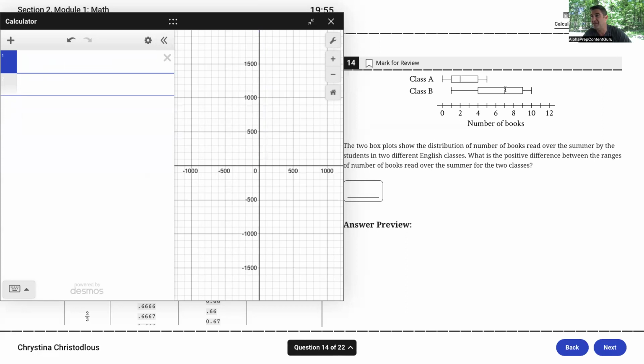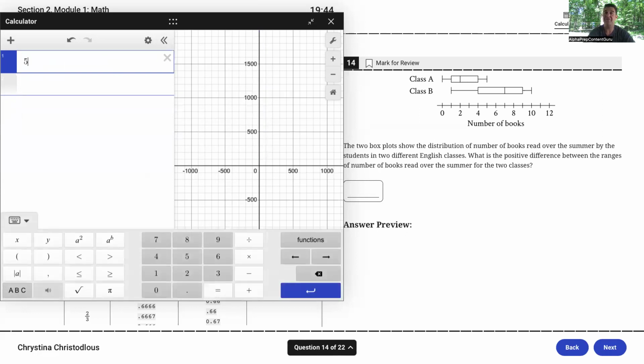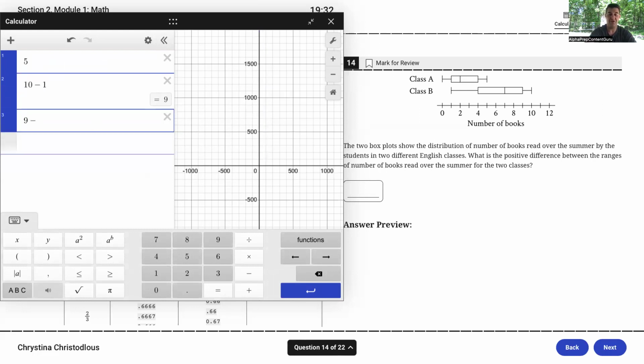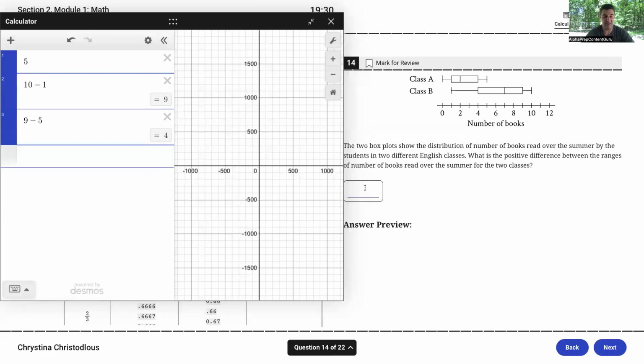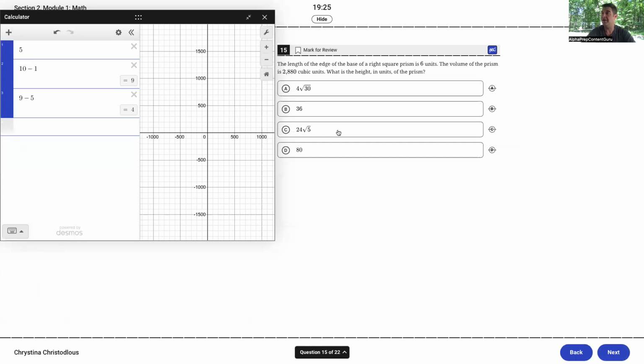We know the center line is the median. We know we can never get the mean. The positive difference between the ranges of the two classes. So range is smallest to biggest, 0 to 5. The range of class A is 5. The range of class B is 10 minus 1, because it's literally just from 1 up to 10, so the range is 9. The difference in the ranges of the two is 9 minus 5, so the answer to this is 4. I might have done it a little quick for what looks like a word problem, but again, just kind of cruising along here.